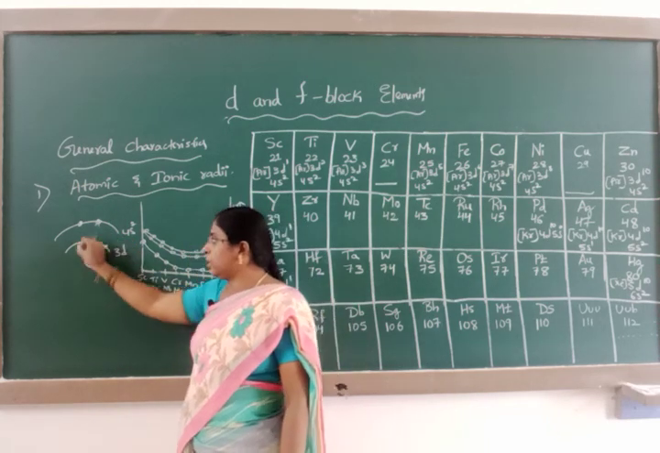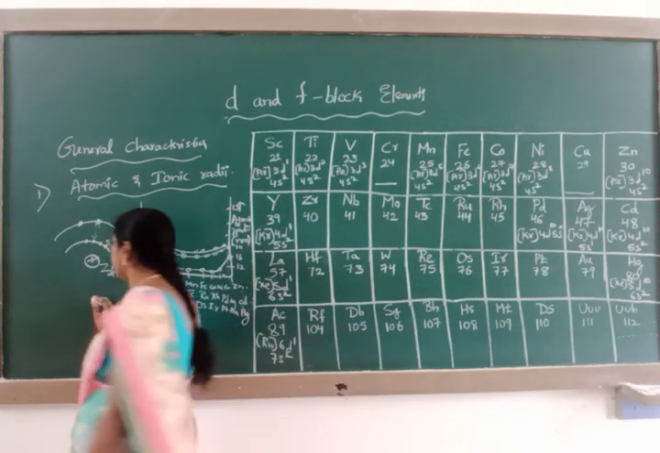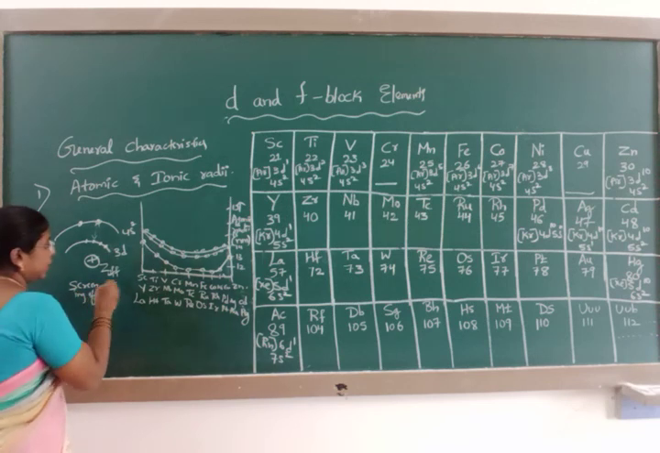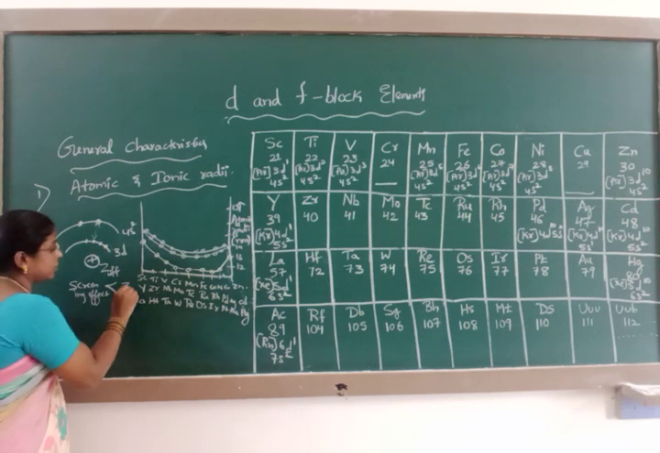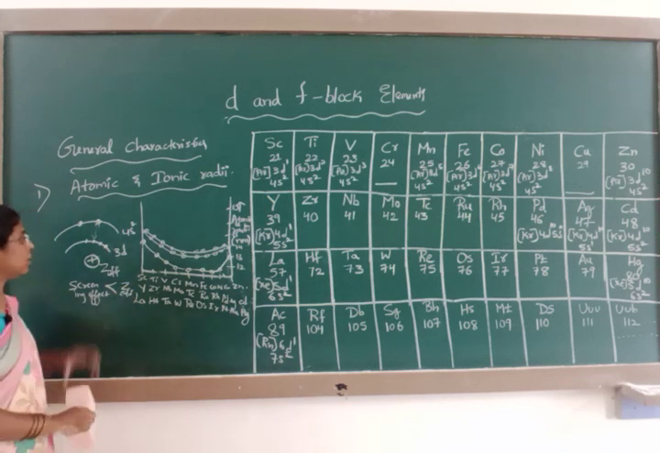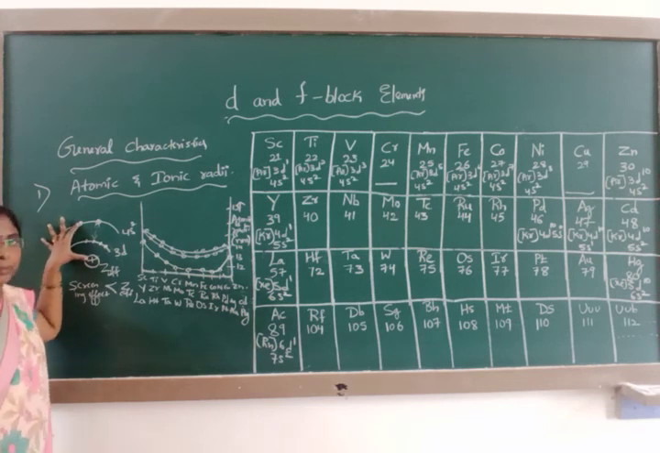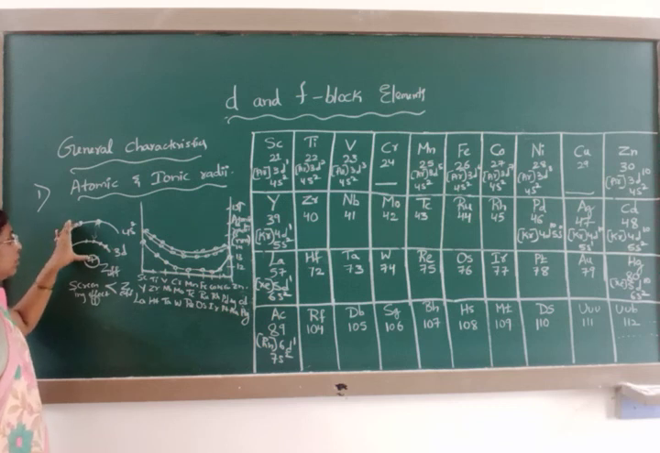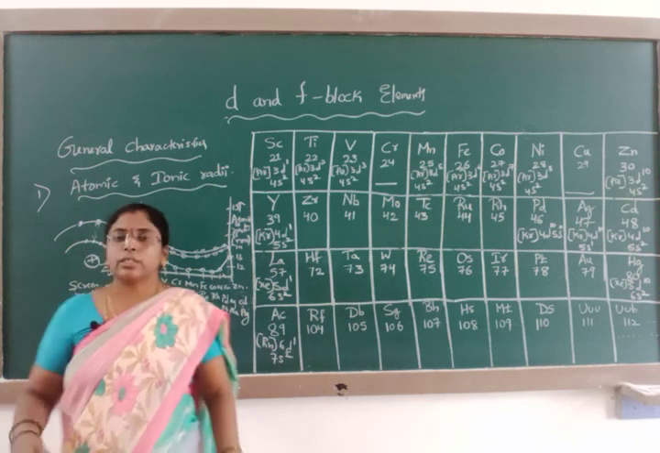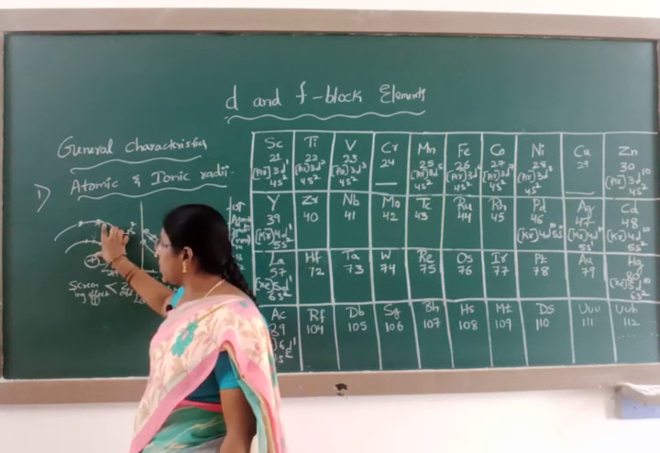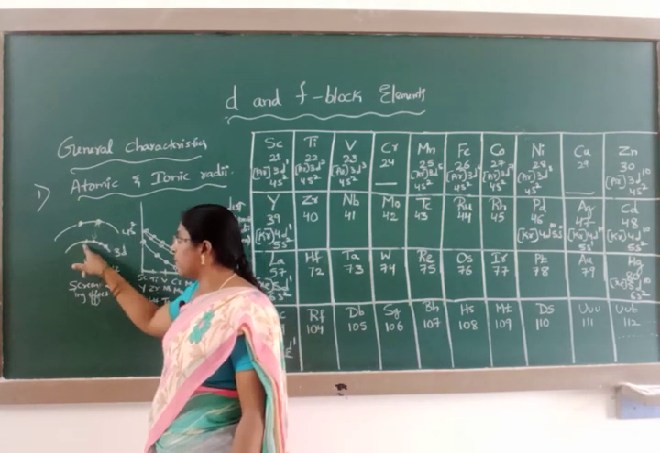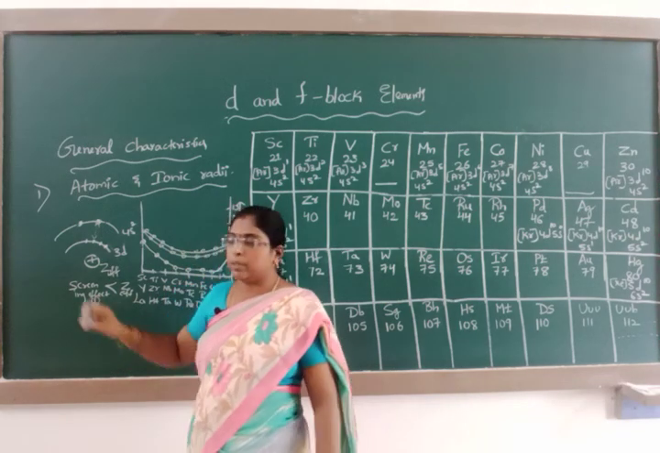When the screening effect is very low initially, then compared with the effective nuclear charge, as the electrons are added, the force of attraction between the nucleus and the outermost electron increases. Effective nuclear charge increases. What happens to the size? The size decreases.